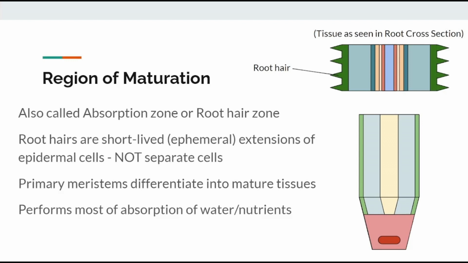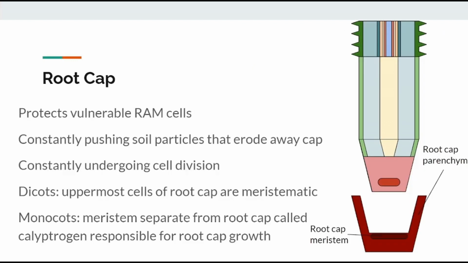The cortex cells also begin to fulfill their duty of transferring water and nutrients from the root epidermis to the vascular tissue through the endodermis. Lastly, we can cap off the root tip by adding the root cap, which is on the very tip of the root. The main function of the root cap is to protect the vulnerable cells of the RAM behind it.